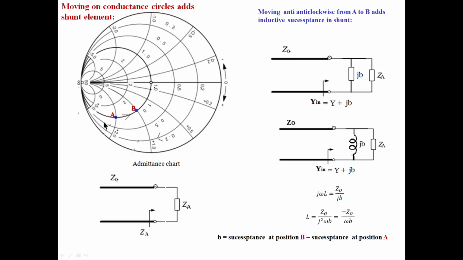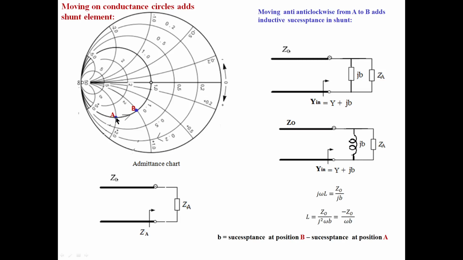Okay, so now moving on a conductance circle in the anti-clockwise direction, see like this, A to B. This is the anti-clockwise direction movement. A to B, I am moving on a conductance circle. The dotted line circles on the Smith chart are conductance circles. If you move from A to B, it adds a shunt element as an inductor, and that value you can find out using this equation. For that, a B value, the susceptance value, is needed.